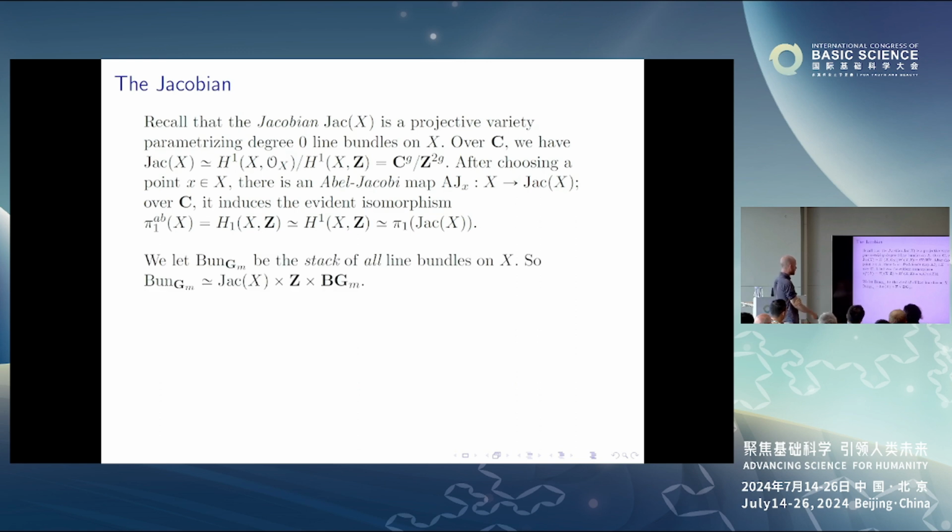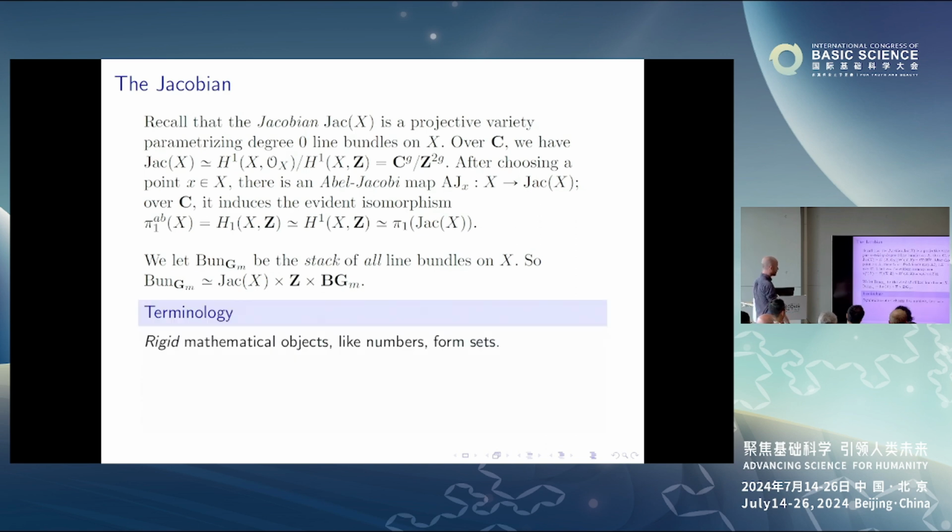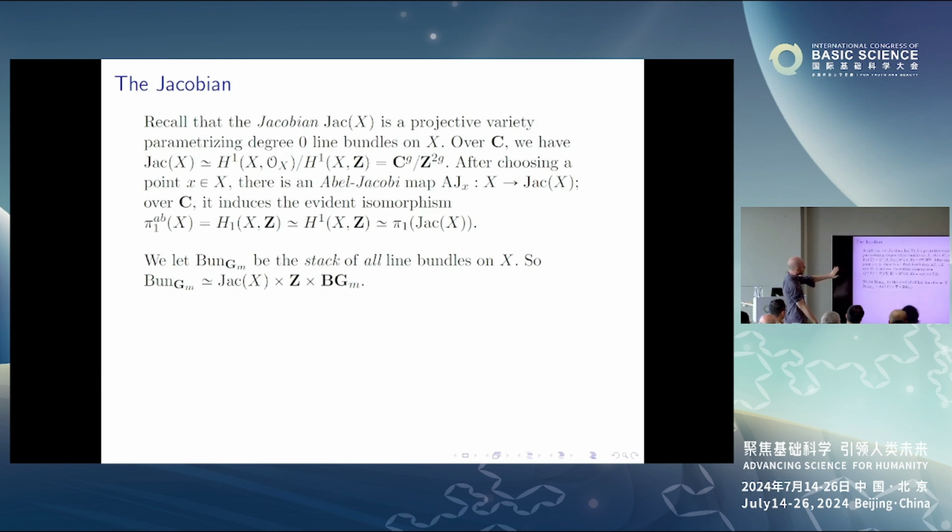Okay, so I'm going to take Bun_Gm to be the stack of all line bundles on X. Well, there's a formula for it here. Let me say something about what stacks are. So the Jacobian, let me remind you, was just degree 0 line bundles, and it was a variety.